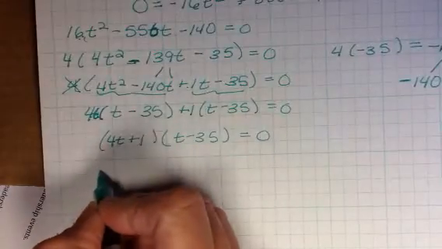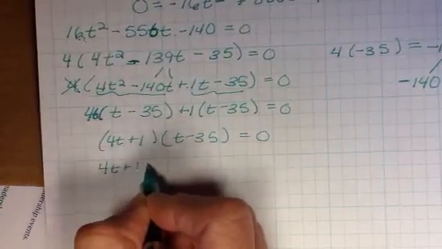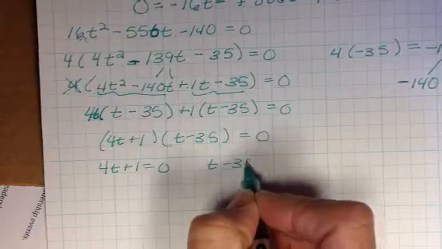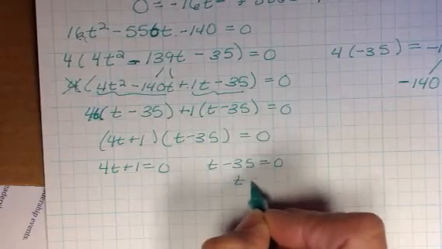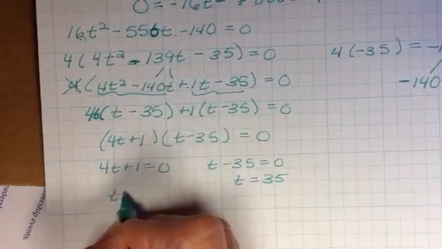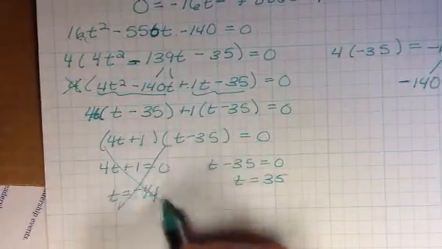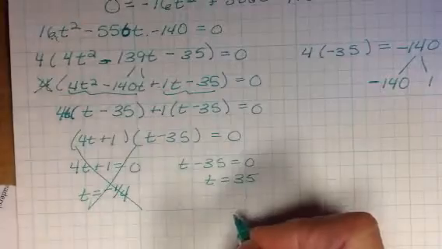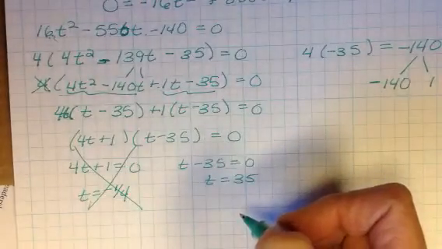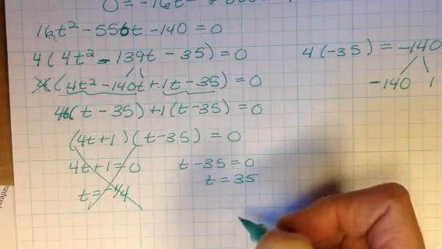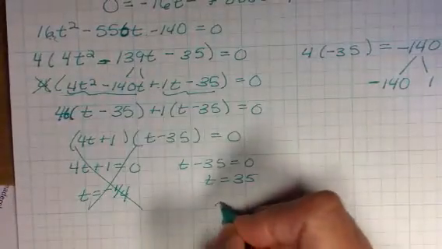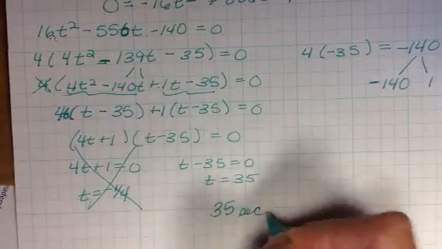Using the 0 factor property, I set each one of these equal to 0. I have t equals 35 or t equals negative 1/4. Remember, this is time, so this one does not make sense because it's negative. Therefore, my time is 35 seconds before the bullet hits the ground.